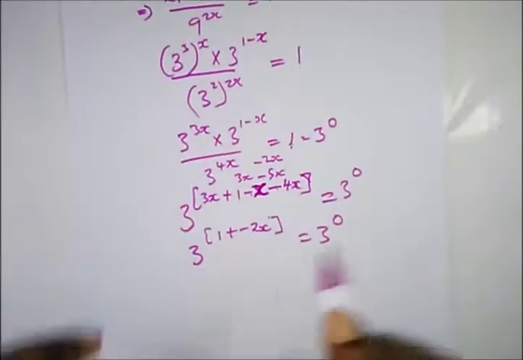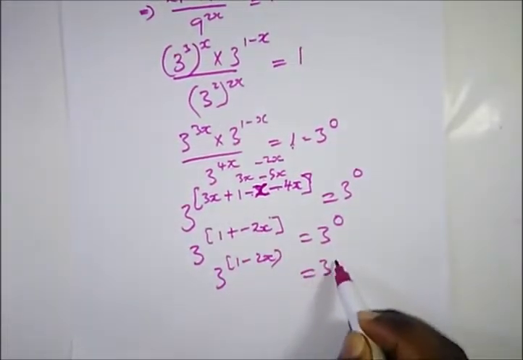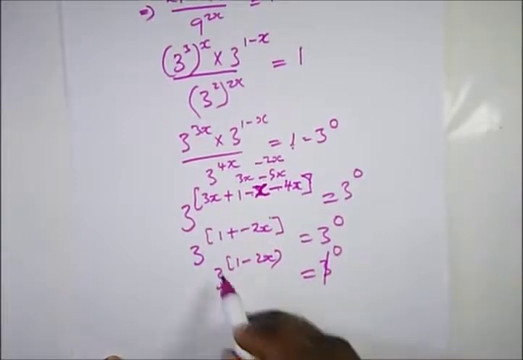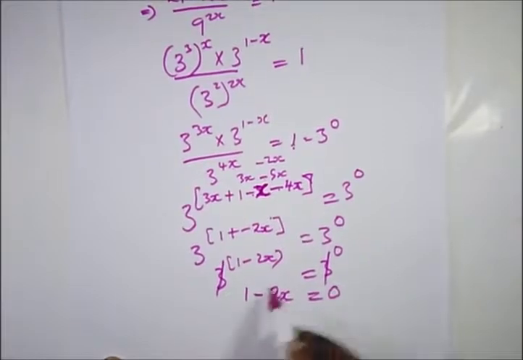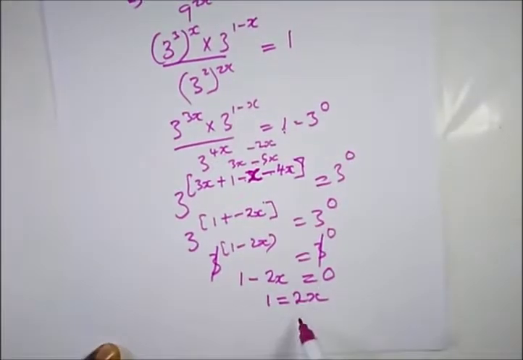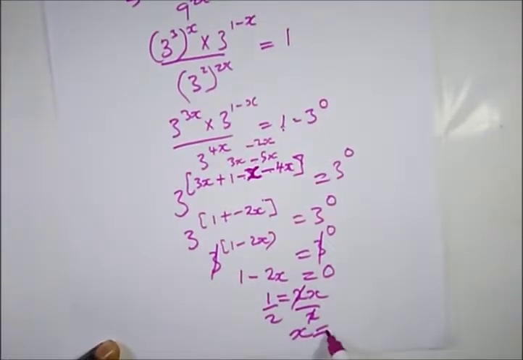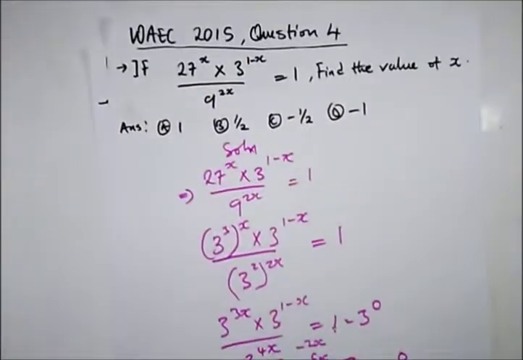So this is the same as saying 3 bracket 1 minus 2x equal to 3 raised to the power 0. All we need to do is cancel this and cancel this, and we're left with 1 minus 2x equal to 0. So let's take minus 2x to the other side of the equation. So we have 1 is equal to 2x. When you take minus to this side, it becomes a positive, and here we are looking for x, so we divide both sides by 2. This will cancel 2, and our x will be equal to 1 over 2. That is half. And our correct option here is option B.